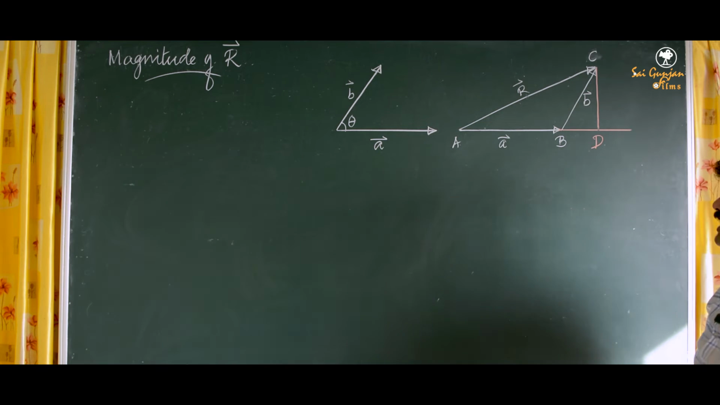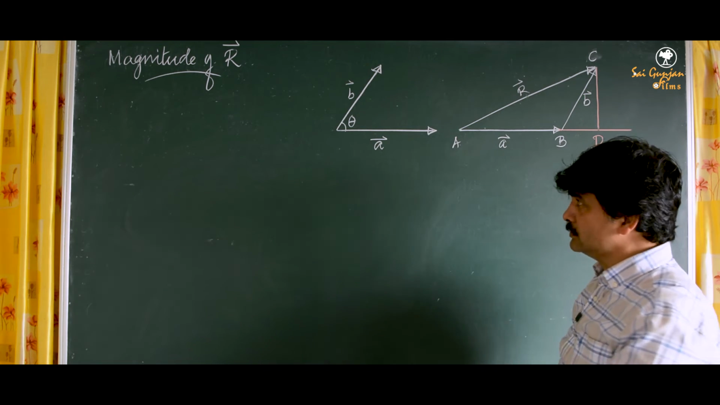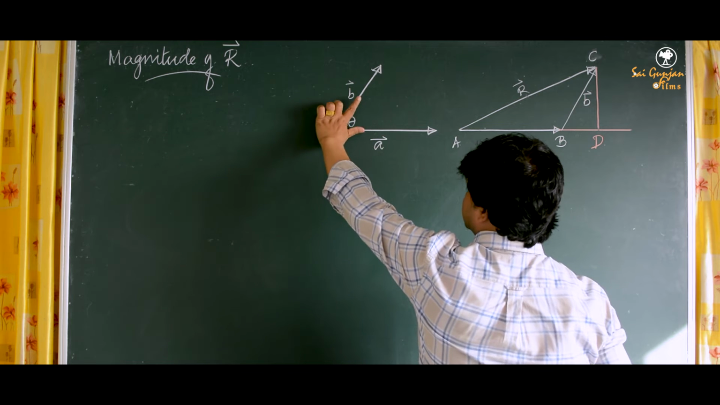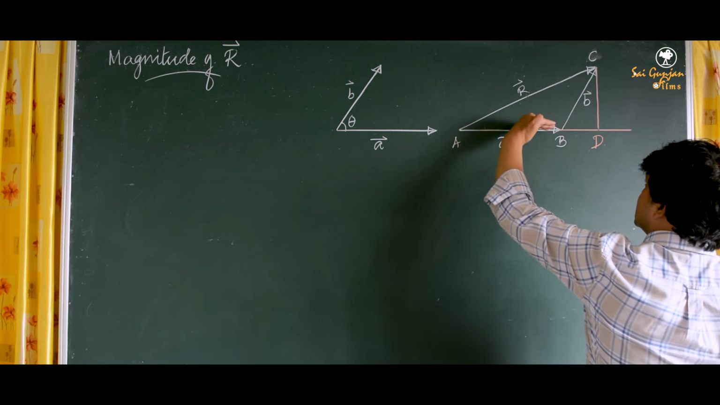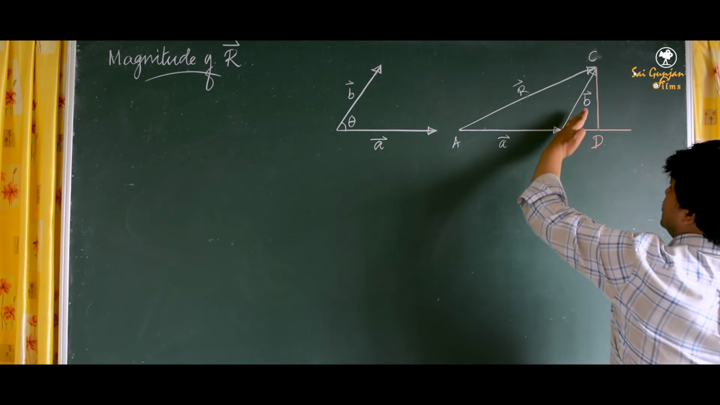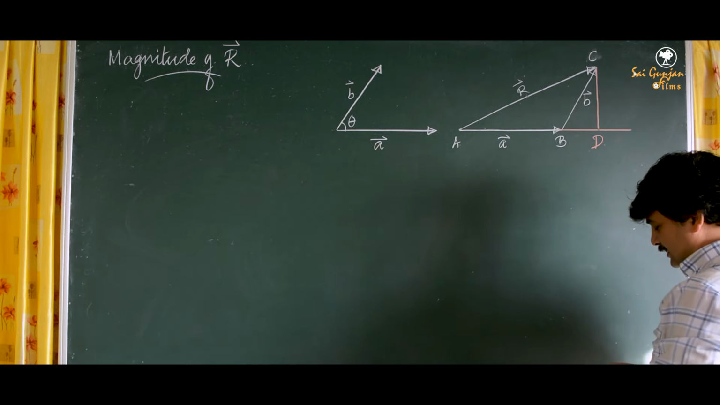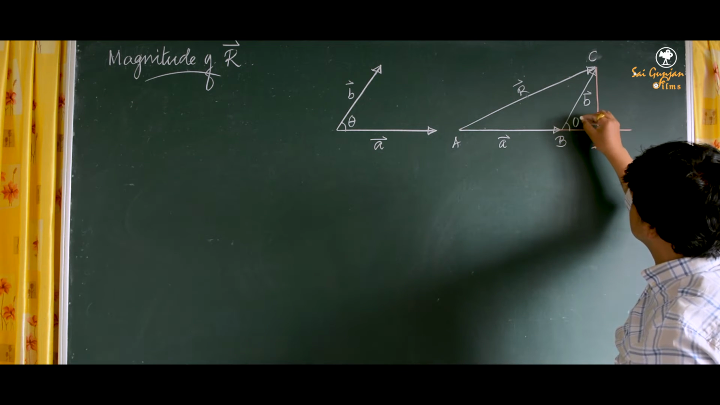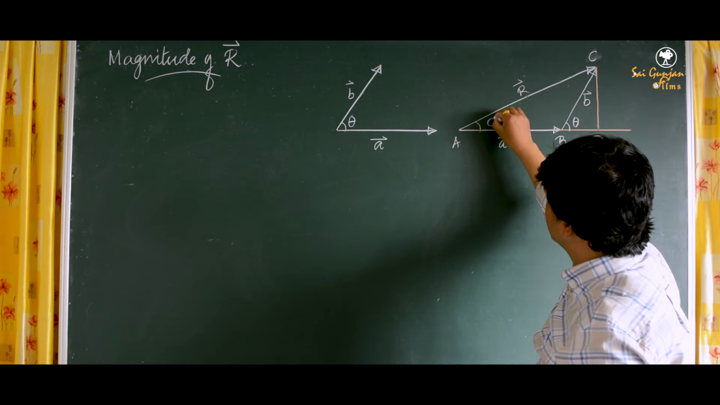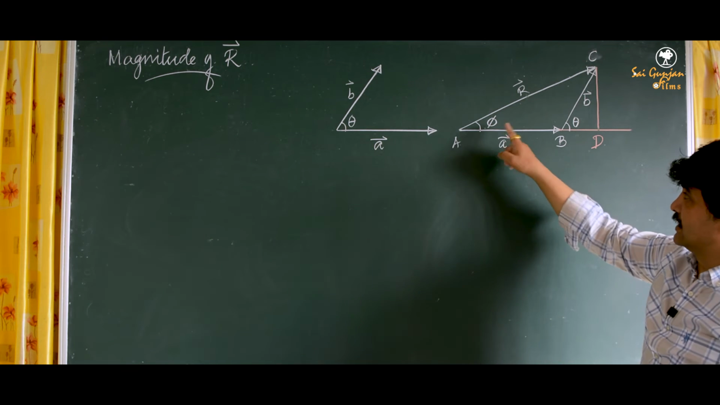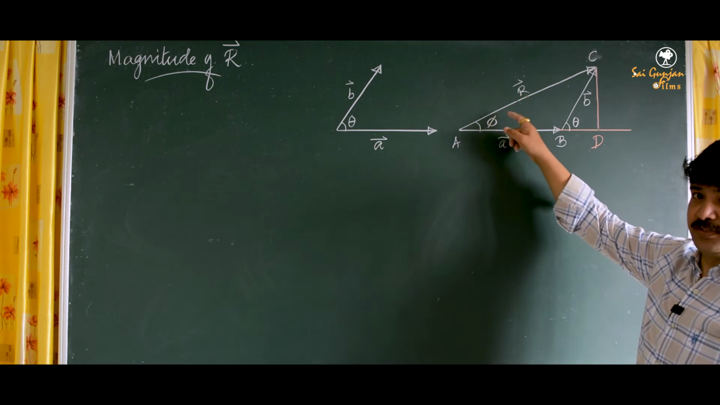Now let's mark the angles also. Here theta is the angle between A and B, or you can say it is the angle between the direction of A and the direction of B, isn't it? So where is A here? A is directed this way, and B is directed this way. Since A is here, B is here, this angle is theta. And let this angle be a new angle phi. This phi will give us the direction of the resultant vector. That we'll take later on.